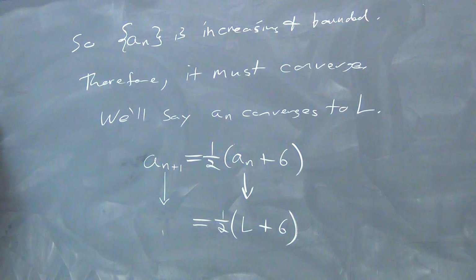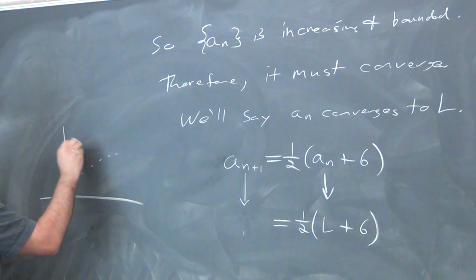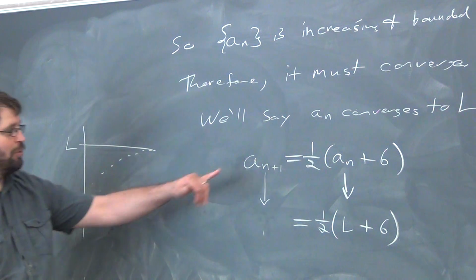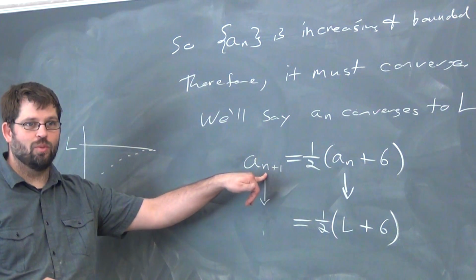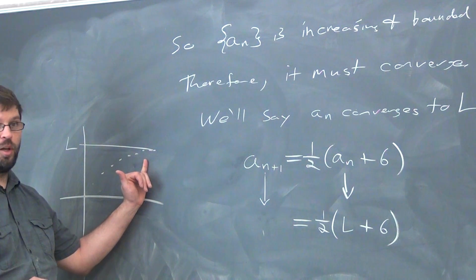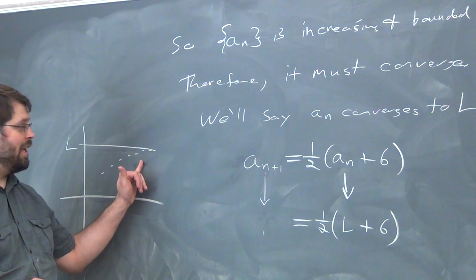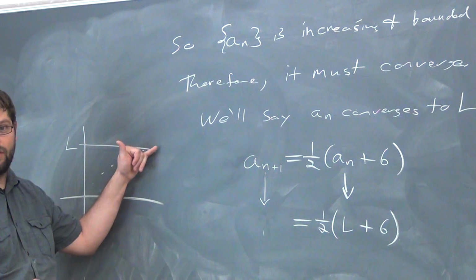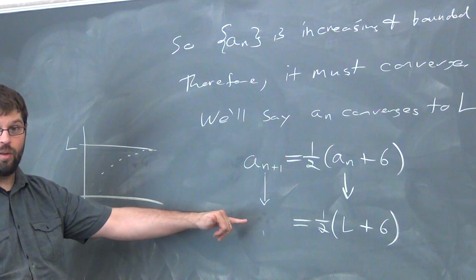If you think about it in terms of its graph, right? If we're saying there's some L that the sequence approaches, what's the difference between a sub n and a sub n plus 1? You're just one term ahead, right? So if a sub n gets close to L, a sub n plus 1 gets close to that same L, right? It's just one term faster. So what does it approach?